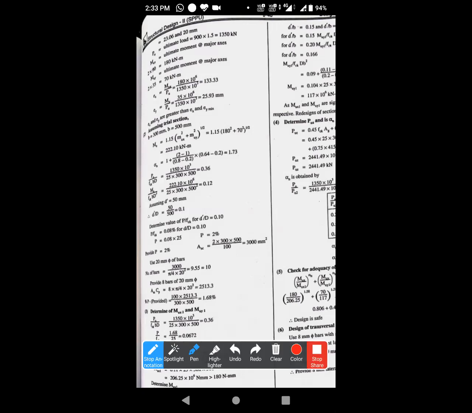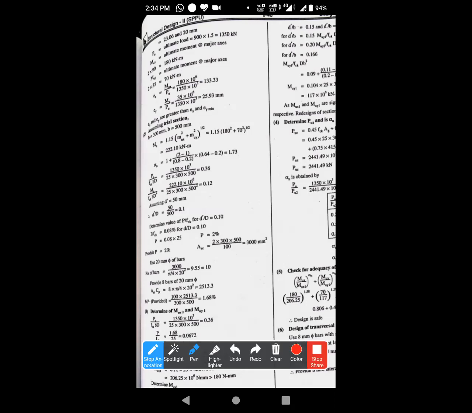Then therefore AC is nothing but percentage PT into B into D upon 100, that is coming 3000 mm square. What is the area of compression coming? Area of steel in compression is coming 3000 mm square. Now you are going to use 20 mm bars and the number of bars you have to find. The formula you know, ASC upon A5. 10 numbers of 20 mm bars you have to provide, 10 bars.